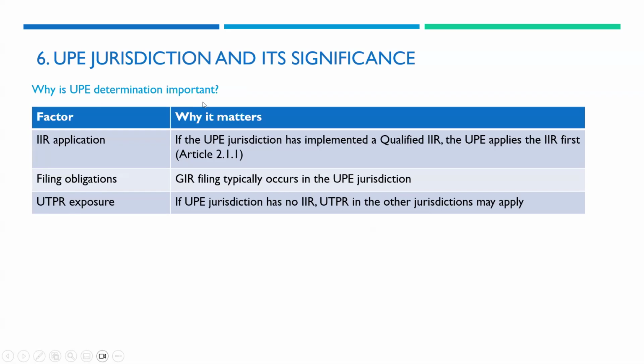Yes. And why is the UPE determination important? I told you IIR application is done by the UPE. The GloBE Information Return has to be filed by the UPE and not by others. So that's where it is important. And UTPR exposure, the UTPR and other jurisdictions may apply. We will talk about UTPR in detail next.